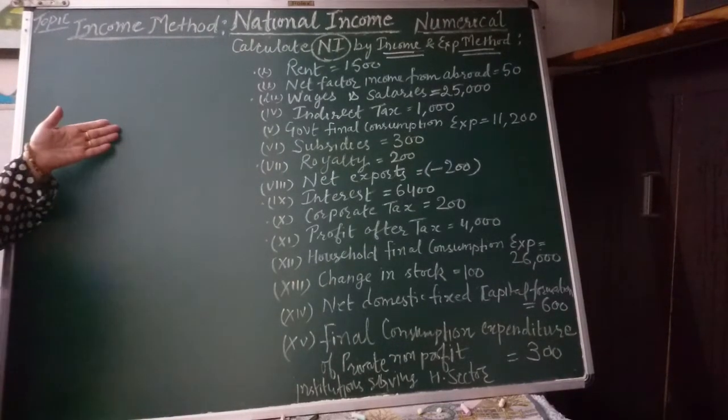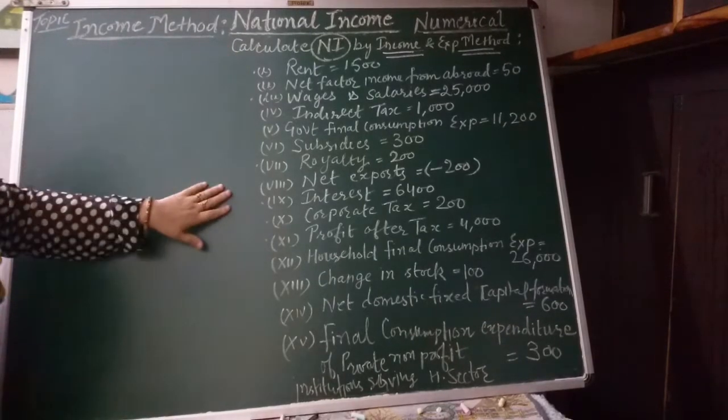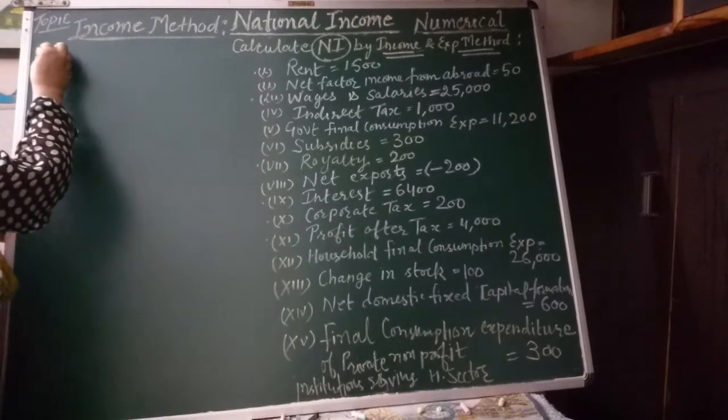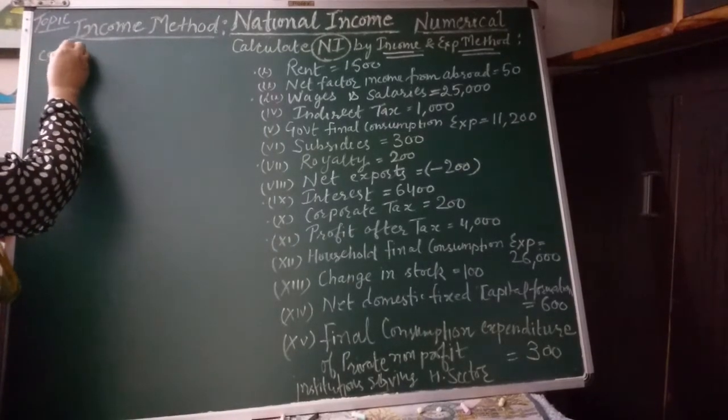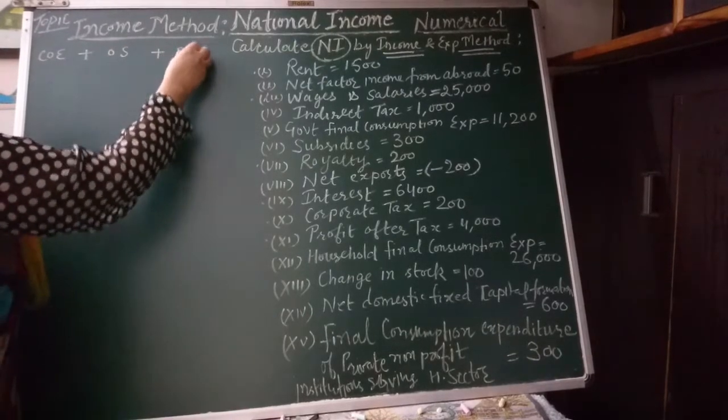In this video we will discuss national income by income or expenditure method. Items are given, so let us start. First of all, income method. The components of income method are: number 1, compensation of employees plus operating surplus plus mixed income.